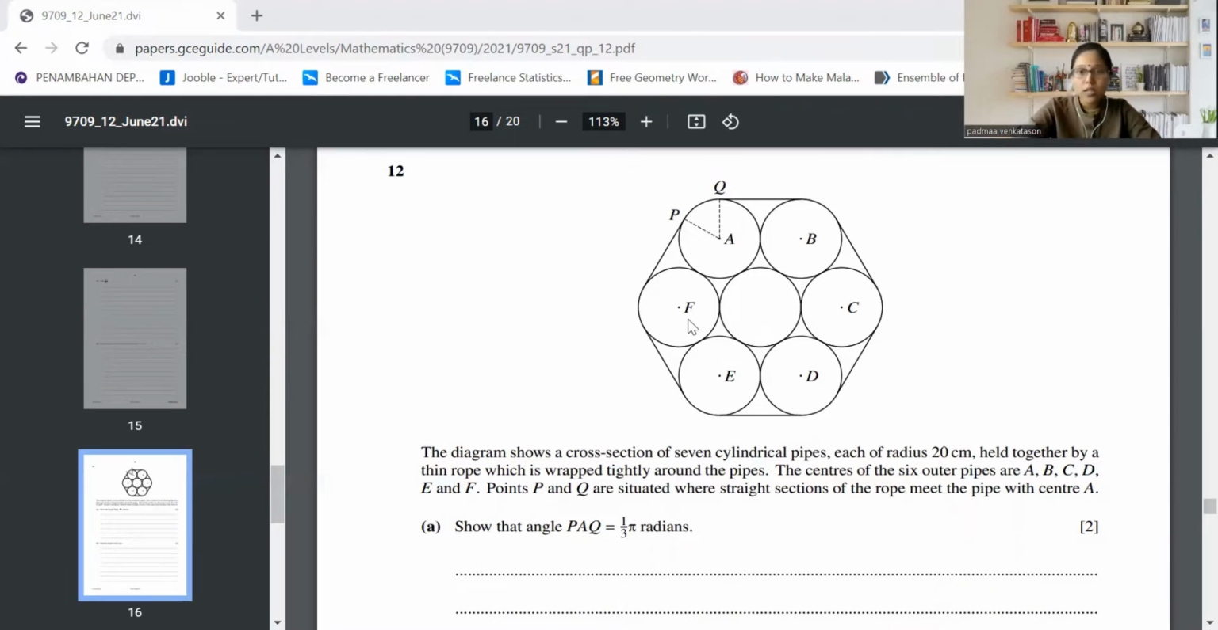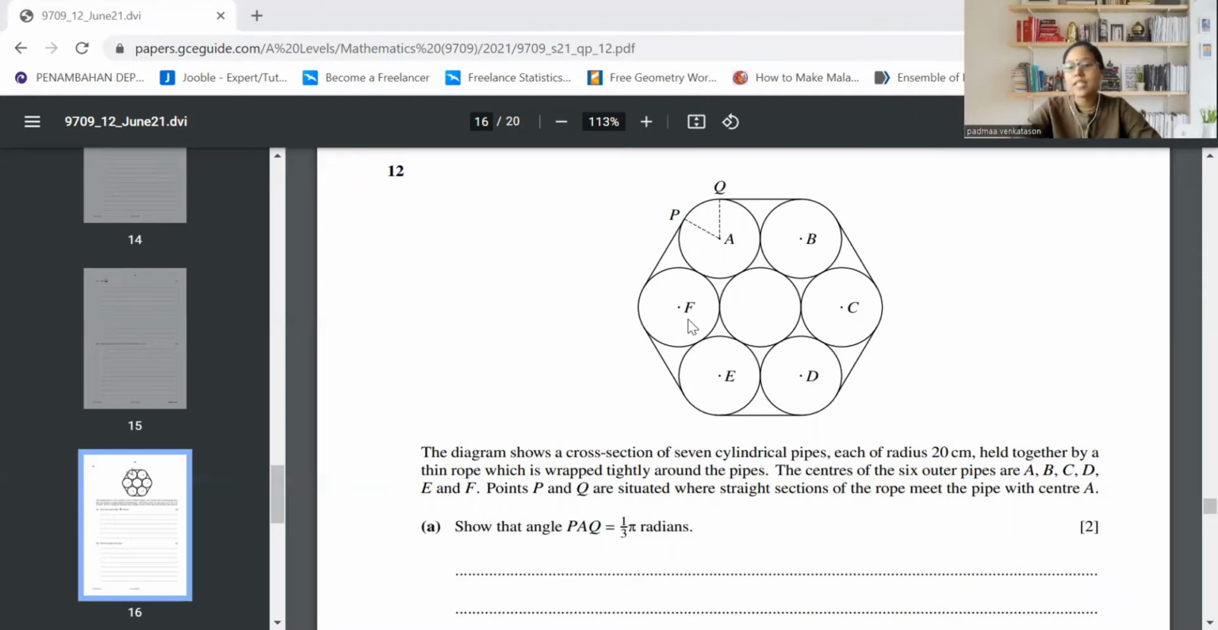Around the middle pipe, which is a circle, all of them are evenly sized because they share the same radius of 20 cm. But around the middle pipe, you've got 6 other pipes placed outside, and there's a thin rope which is tightly wrapped around these 6 outer pipes.